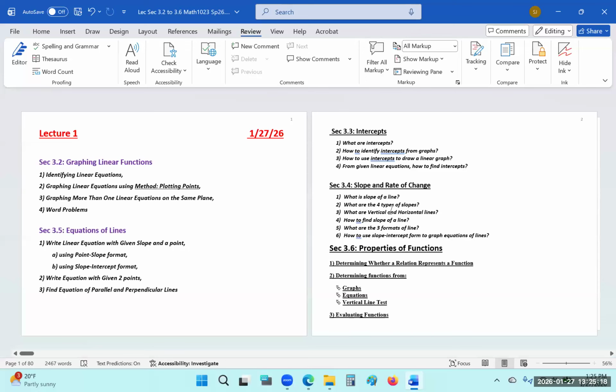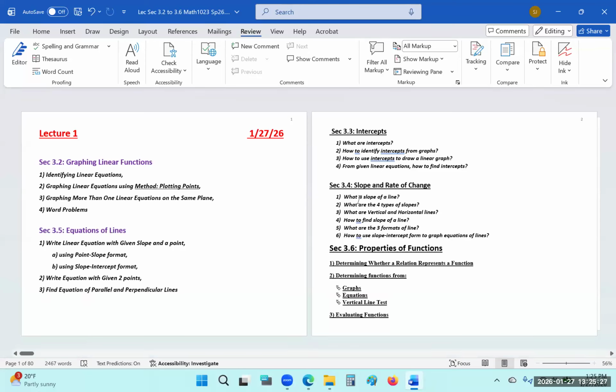Okay, so from chapter 3 we have sections 3.2, 3, 4, 5, 6. Five sections to do from chapter 3, and then we are going to do chapter 4. I'm going to go over section 3.2 first. It's the smallest section in our syllabus.